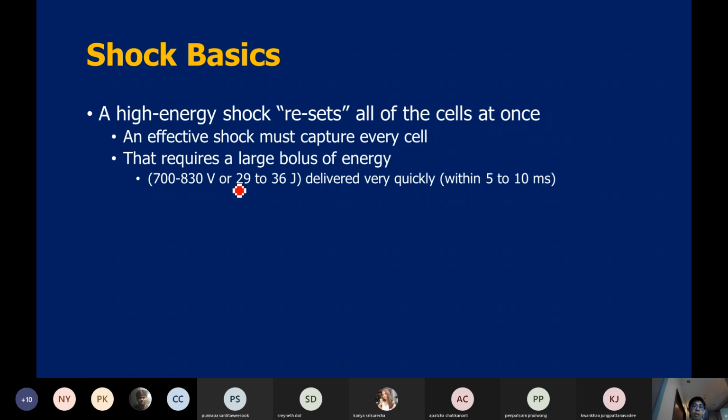An effective shock must capture every cell because we want to reset all the cells. And to capture every cell, it requires a large bolus of energy, 29 to 36 joules, delivered quickly in 5 to 10 milliseconds before the patient collapses.